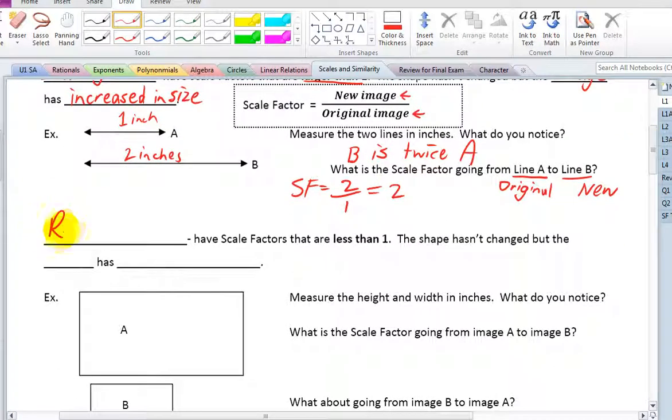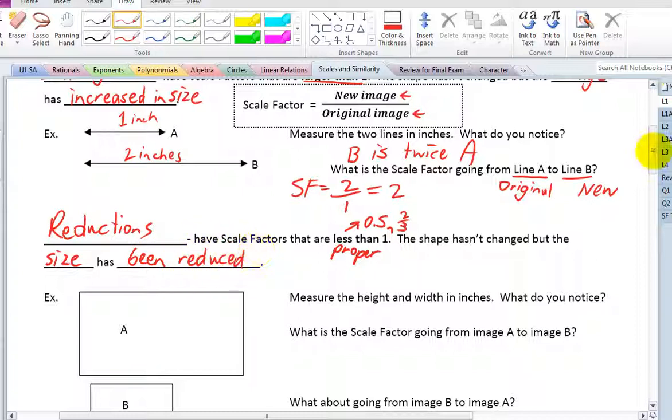Now reductions have a scale factor that is less than 1. So for example, 0.5, 2 over 3. Those are all numbers that are less than 1. All proper fractions are less than 1. The shape hasn't changed, but the size has been reduced.